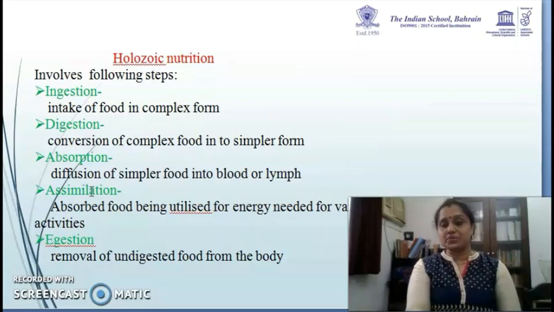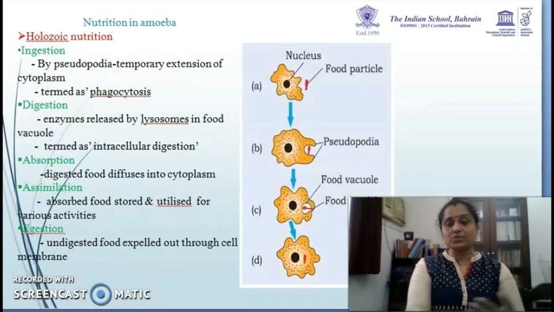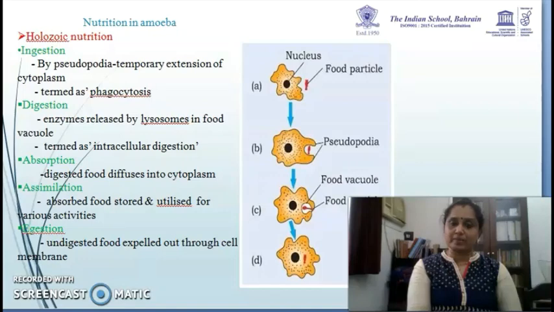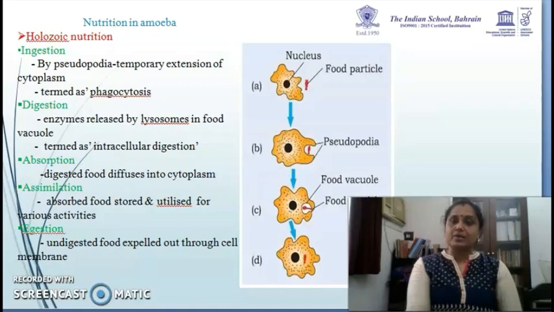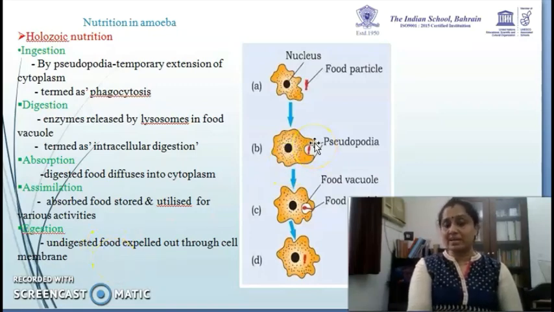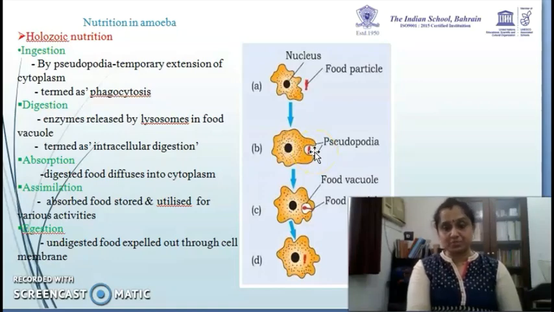Let us see the holozoic nutrition in amoeba. Holozoic nutrition takes place in amoeba. Here also the 5 steps are there in holozoic nutrition. The first one is ingestion. How does this ingestion take place in amoeba? By pseudopodia. What is the pseudopodia? Pseudopodia is the temporary finger-like extension of the cytoplasm. Here you can see the pseudopodia, the temporary finger-like extension of the cytoplasm.